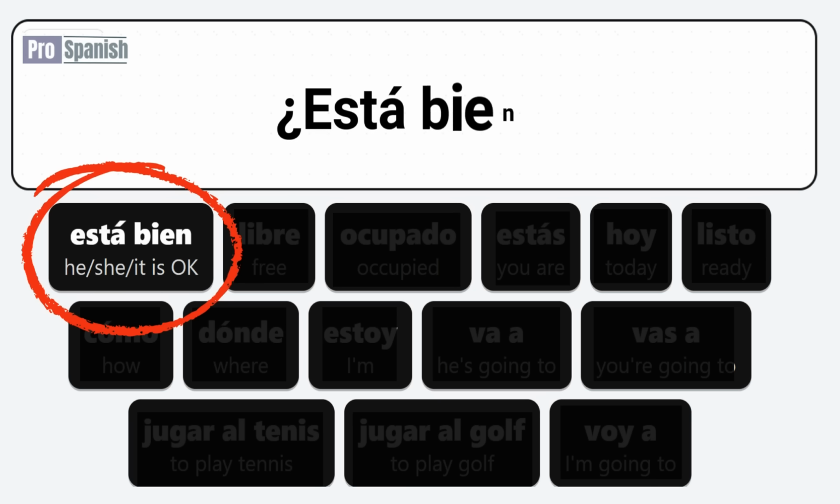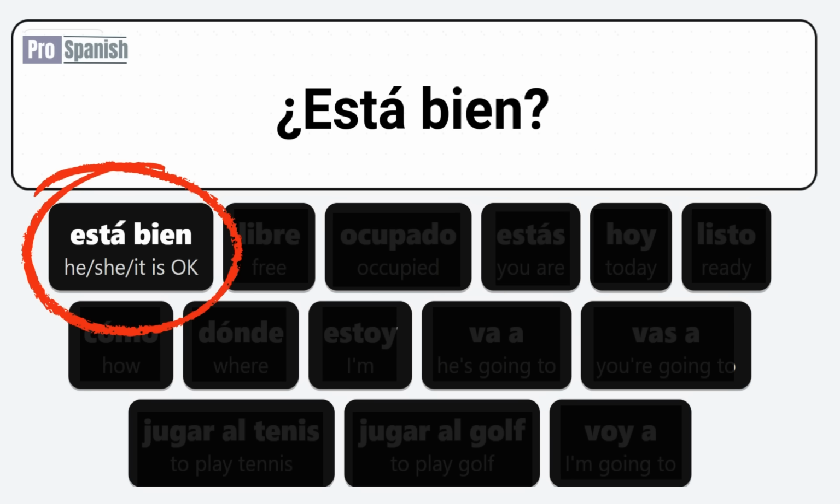¿Está bien? Yeah, it's exactly the same, but as a question. Is it okay? Is she okay? Or is he okay? So maybe your friend isn't looking too well, and somebody might ask, ¿Está bien? Is he okay? So the question is exactly the same as the statement, the affirmation.